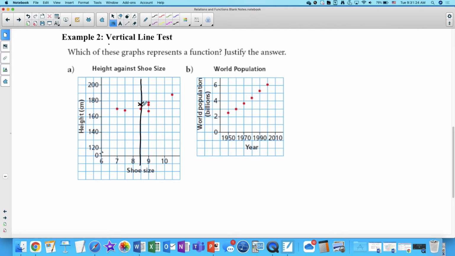And here, it intersects either 2 or 3 times. That means for the input value of 8.5, there are 2 heights associated with this. This one specifically looks at your height versus your shoe size. Okay? You guys okay? Okay. For a shoe size of 9, there are 3 heights associated with that shoe size. So this is not a function.